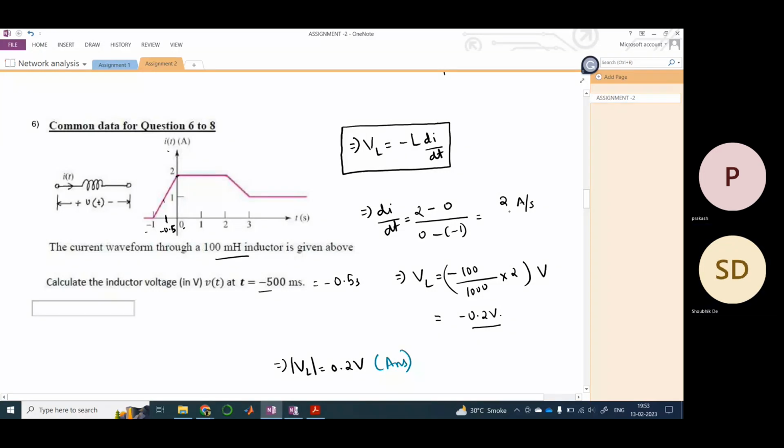The slope at minus 0.5 second would be the same as at any point on this line, because it is a linear line and the slope is expected to be constant. It is very simple. Once you do that, you get 2 amperes per second as the slope. Now you just replace this in the formula. You know the value of L, and you get 0.2 volts. So this is pretty simple, and this is the answer to the question.